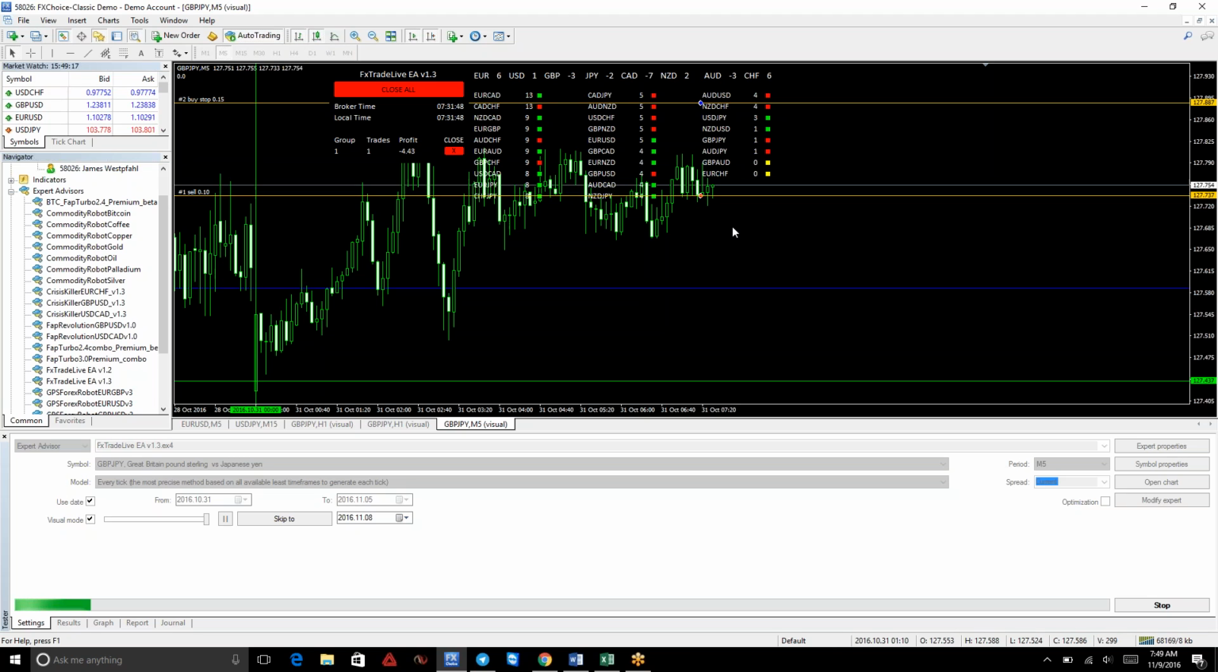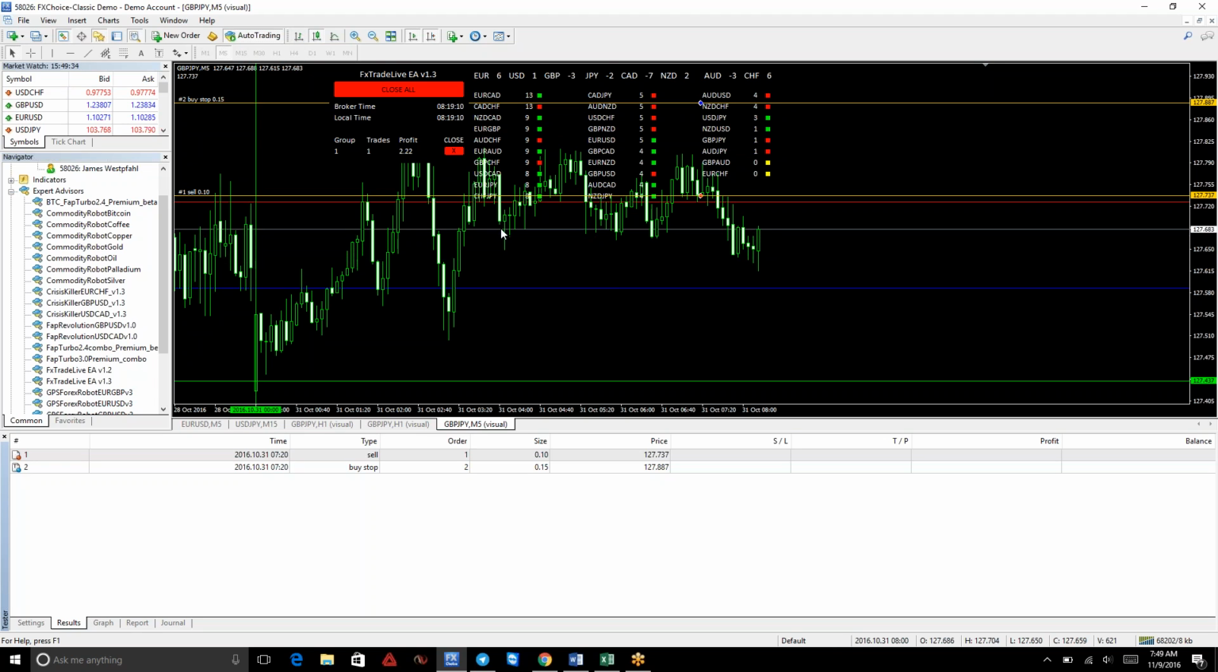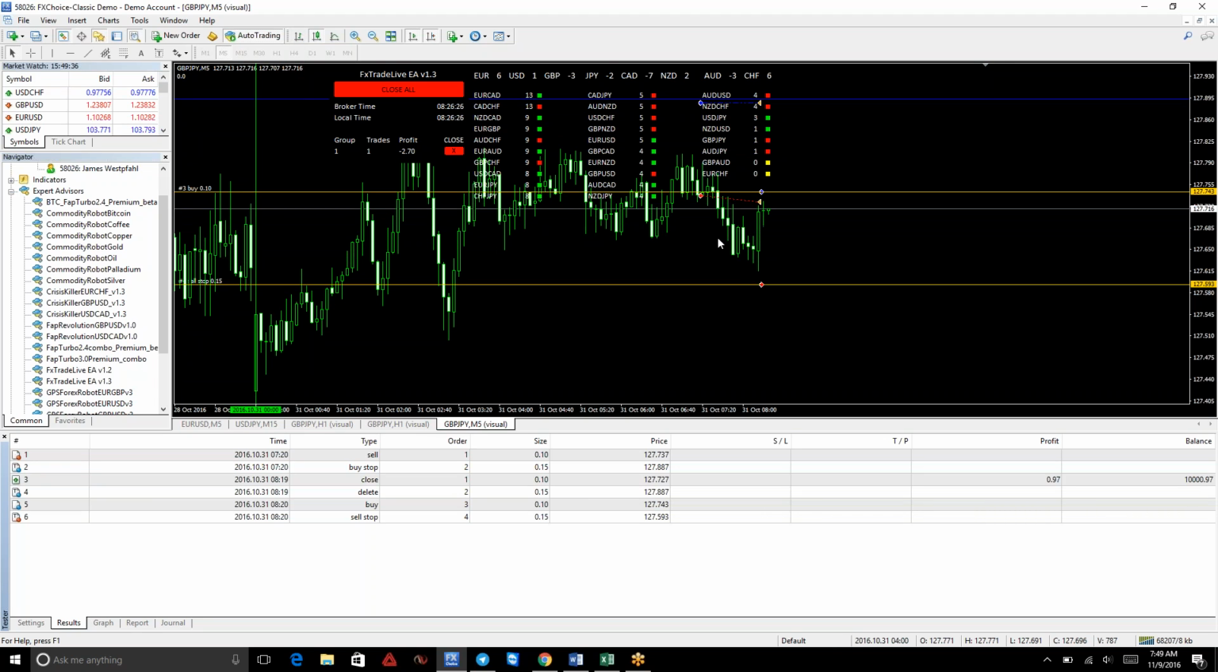And it just put on a short, looks like. Oh yeah, you fixed this too. So now it doesn't count the pending order. So it just says one trade instead of two trades like it did before. It doesn't count the pending order. So I just got to break even. So that's how you do it.